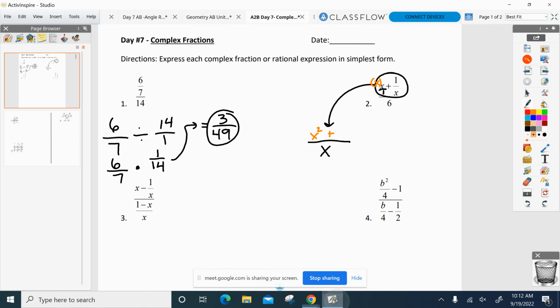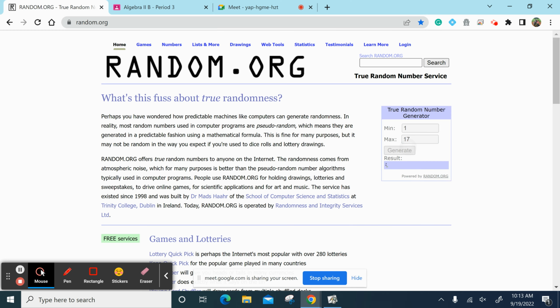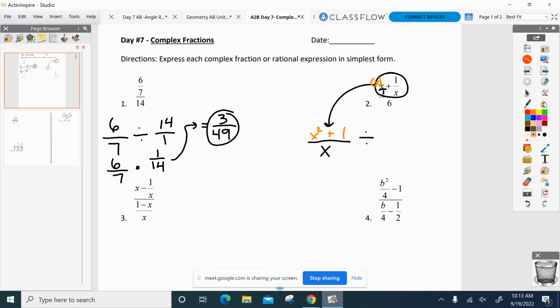Tim, what do I need to multiply this top one by? 1. Nothing, right? So it's just going to be plus 1. All I'm doing is combining them. We did this before. We did this last week. It was on your quiz. Ready? Divided by what's on the bottom of this complex fraction? Just a 6. Nothing I have to do with that.